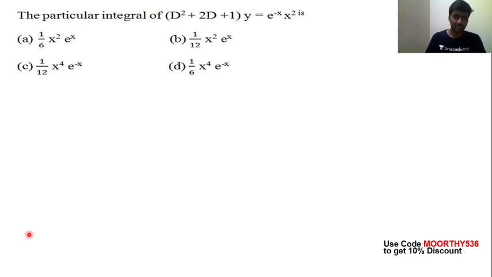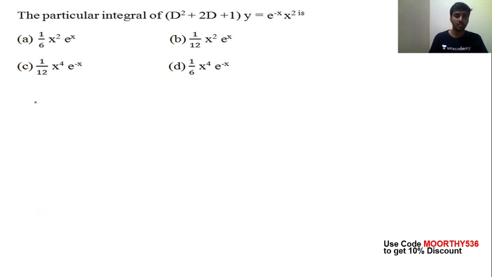Now I am solving this problem. Anyway, try your problem at your end. Coming to the explanation, the particular integral of d square plus 2d plus 1 into y is equal to e power minus x into x square. What is the solution for the given equation?